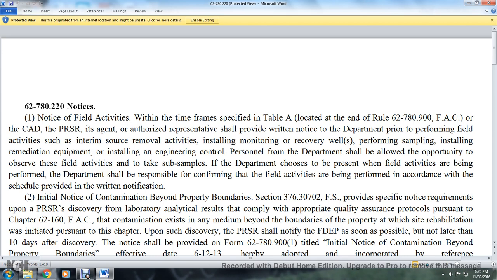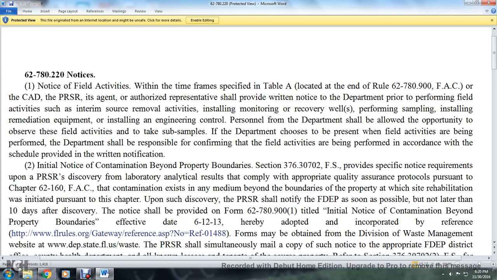Contamination in this medium beyond the boundary of the property at which the site rehabilitation was initiated pursuant to the chapter. Upon the discovery, the person responsible for site rehabilitation should notify the Florida Department of Environmental Protection as soon as possible and not later than 10 days after the discovery. The notice shall be provided with Form 62-780.901, titled Initial Notice of Contamination Beyond the Property Boundaries, effective June 12, 2013.